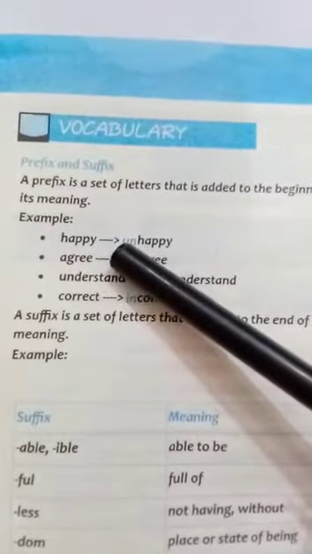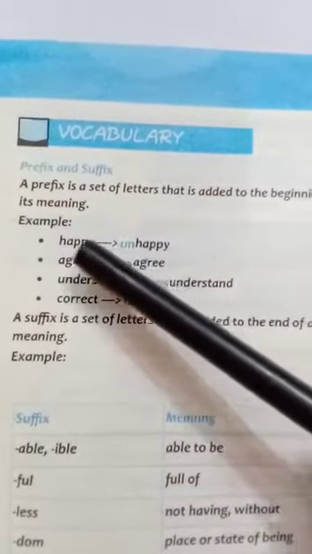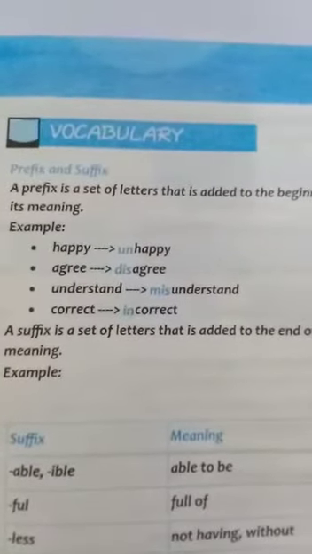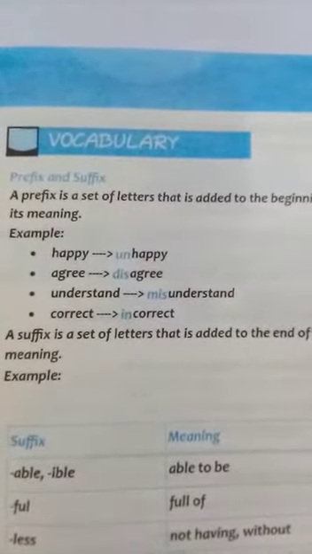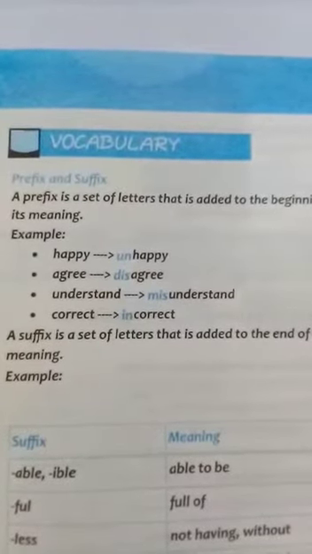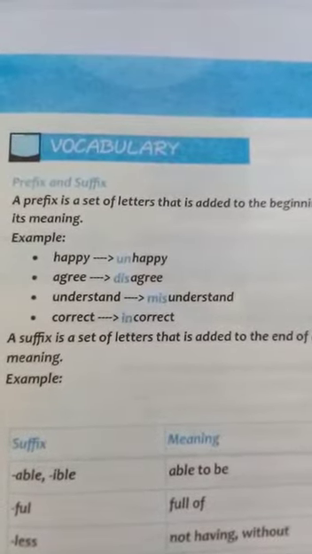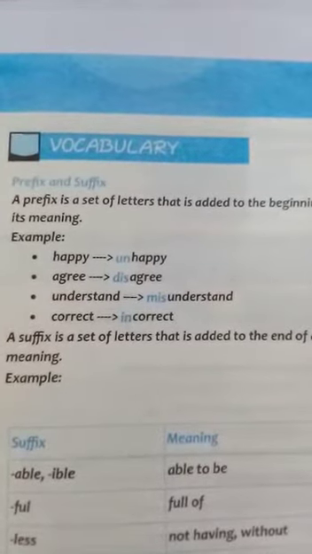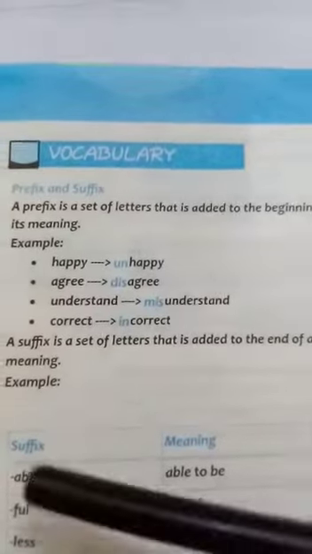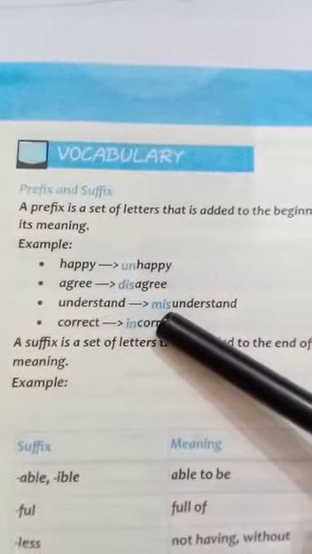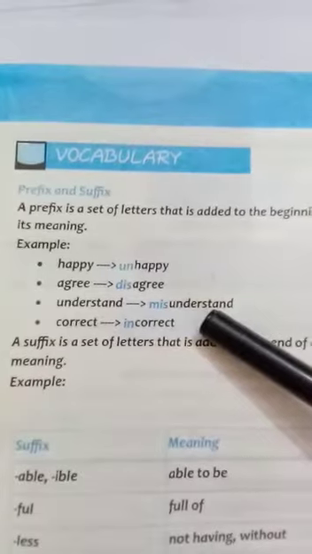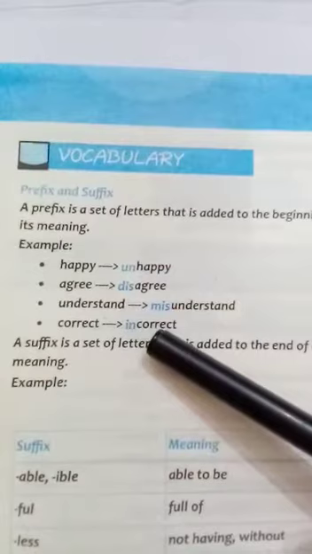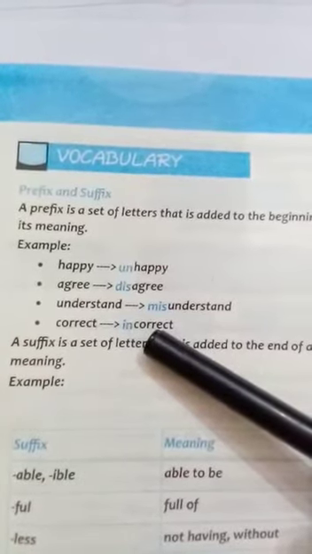Unhappy, we made that word by putting prefix un. So unhappy has a different meaning from happy. Similarly, agree is a word, dis is prefix, and disagree is a new word which has a different meaning. Understand and misunderstand. Understand is a word, mis is prefix, and misunderstand is a new word. Correct is a word, in is prefix, and incorrect is a different, new word.